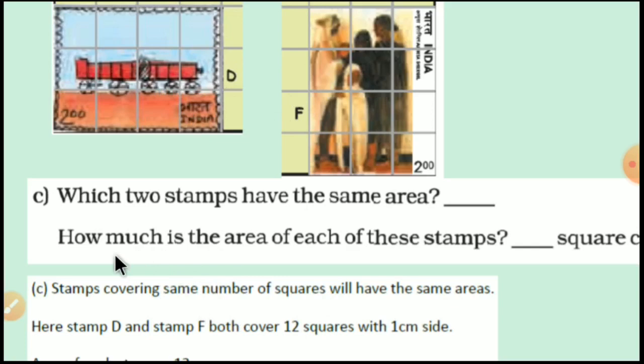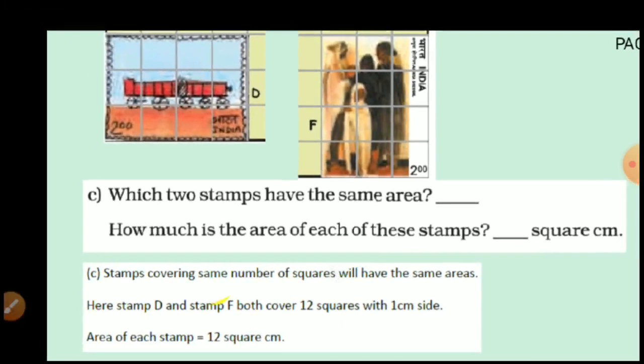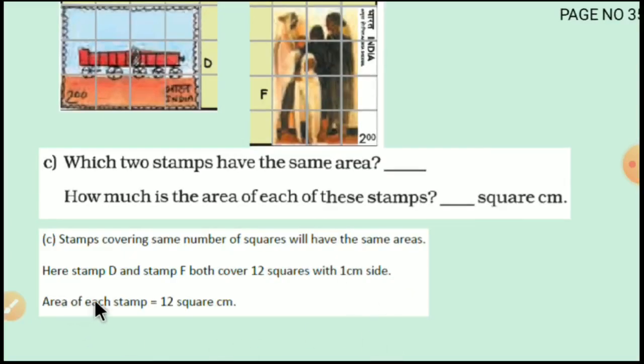Then next let's go further. Here stem D and stem F both cover 12 squares, with the same area of 12 square centimeter. Area of each stem is equal to 12 square centimeter. So here the answer will be 12 square centimeter.